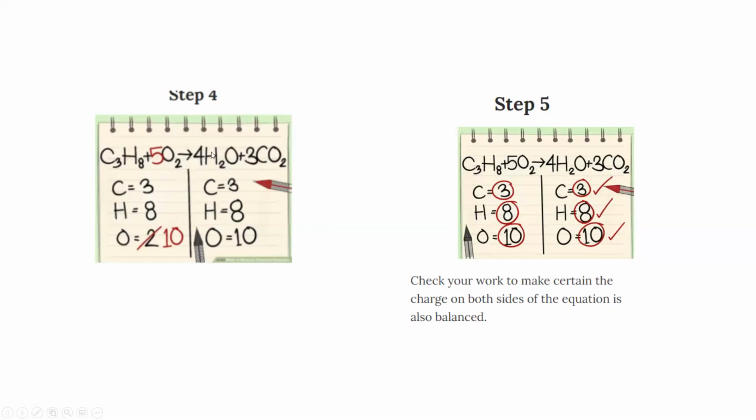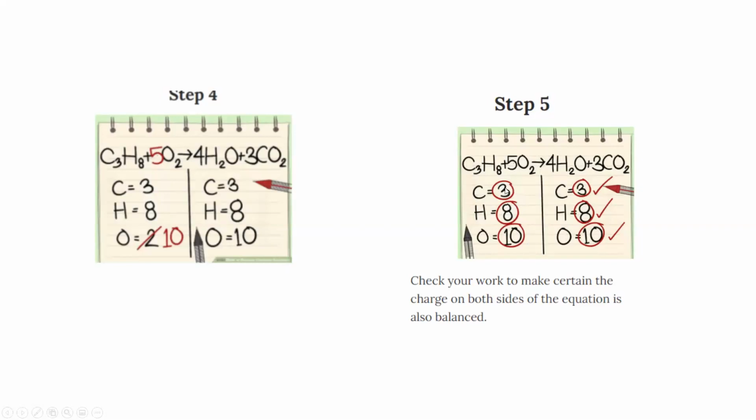Now you have 2 hydrogen here, and you have 8 here. If you multiply here by 4, you will have 8 hydrogen and 8 hydrogen. So what to do in this case? Now you will have 4 oxygen, and 3 times 2, 6, will be 10 oxygen. If you multiply here by 5, you will have 10 oxygen too.